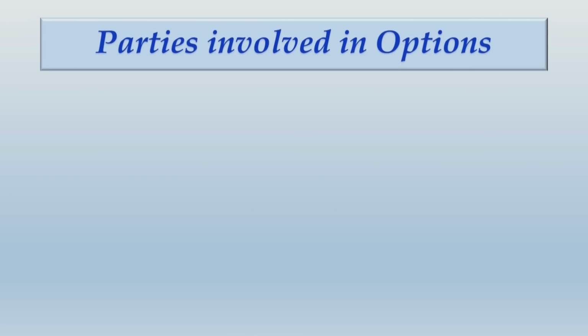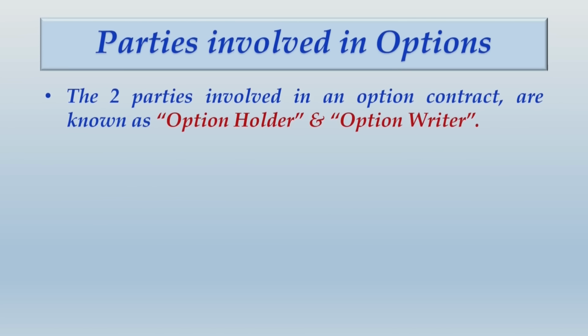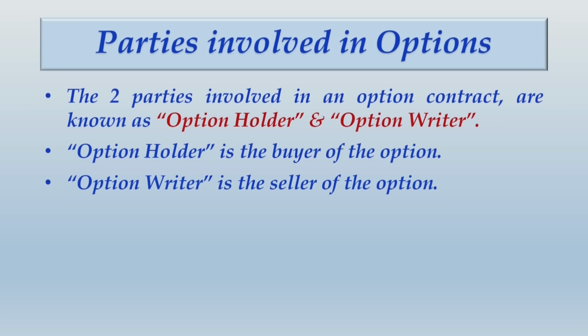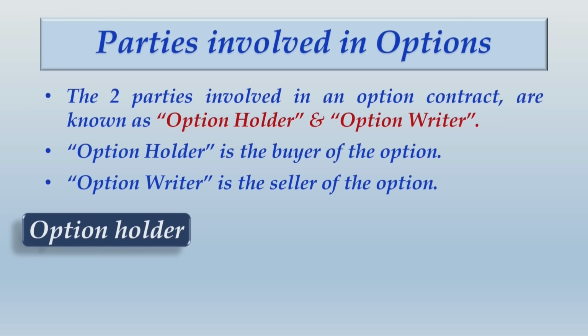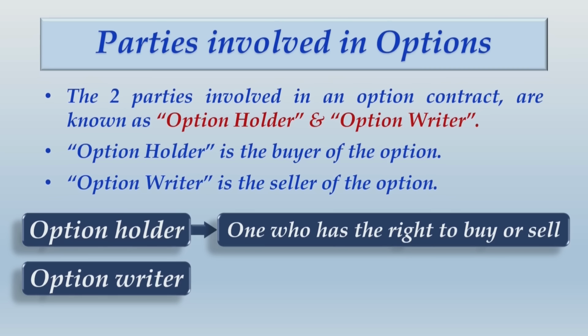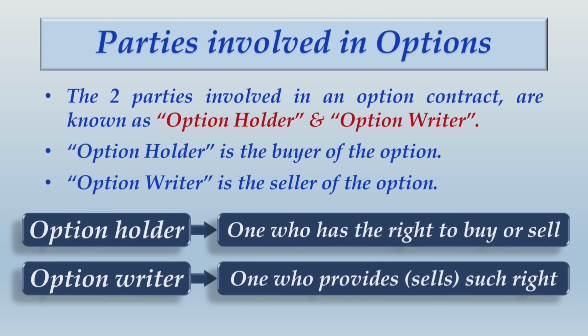Let us move ahead, and now further we write the heading as parties involved in options. The two parties involved in an option contract are known as option holder and option writer. Option holder is the buyer of the option. Option writer is the seller of the option. So basically, option holder is the one who has the right to buy or sell the underlying, and option writer is the one who provides or sells such right to the counterparty.